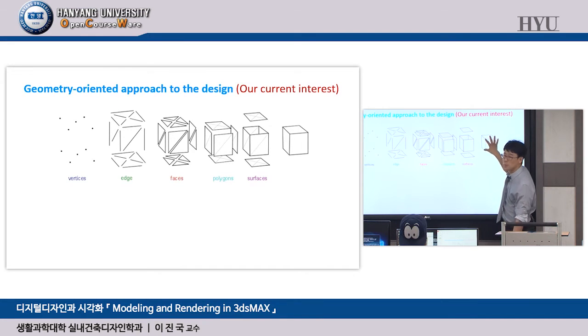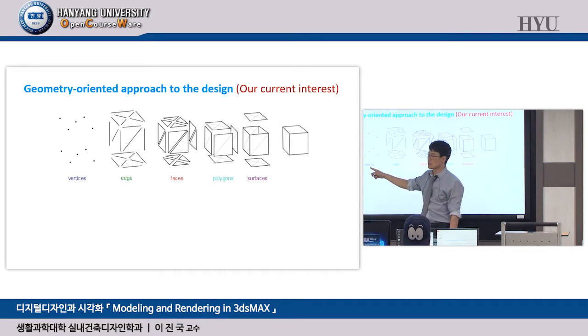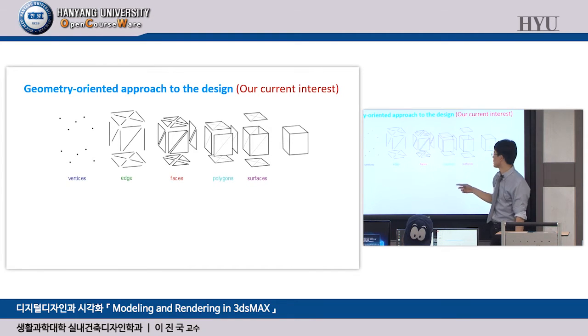Take a look. There is a box. What do we need to know to make this box? We have to define vertices and their connections. As a result, we get edges, lines. At least three edges are needed to create one face, also called polygons or surfaces.